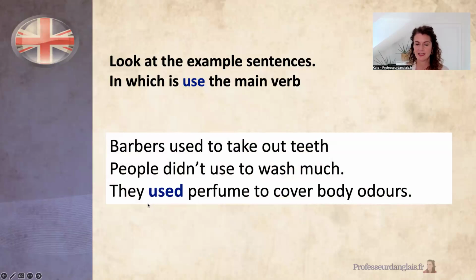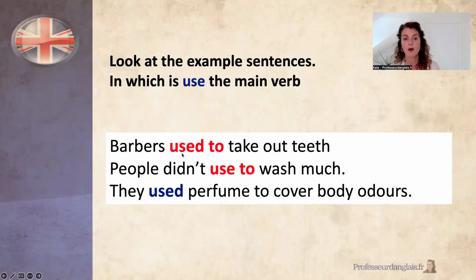Listen and repeat. They used perfume to cover body odours. Notice that this word has a z sound, used. In the first two sentences, used to isn't the main verb. Barbers used to take out teeth. The main verb here is take. Used to is a modal verb phrase.